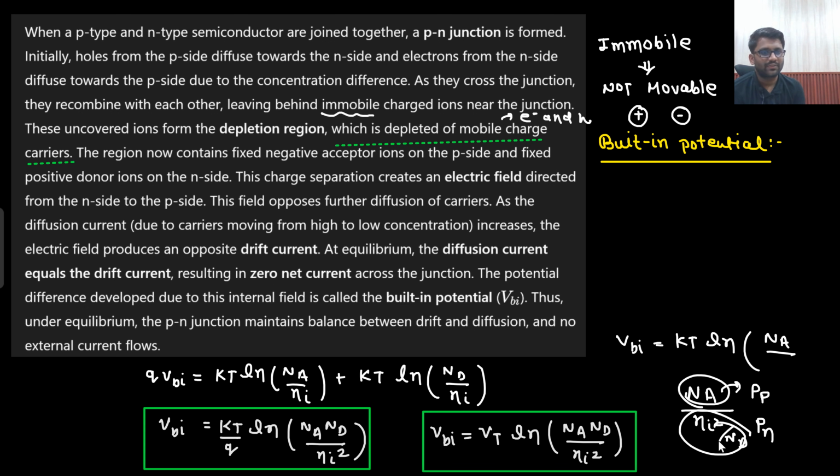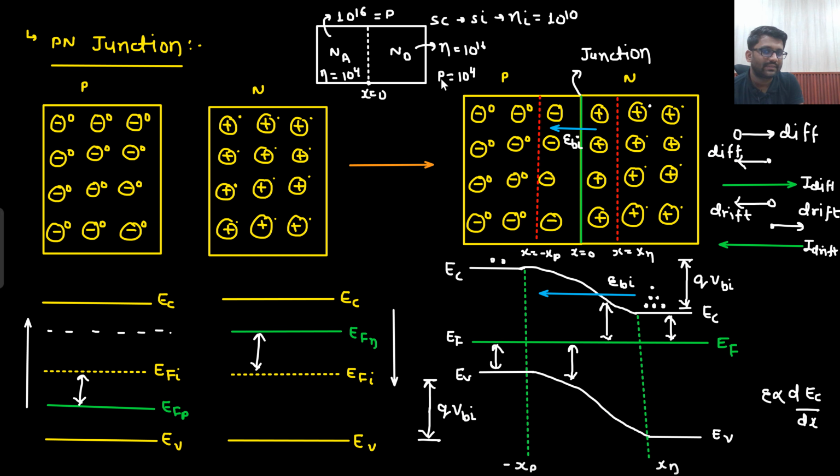The formula is Na Nd upon Ni square. Na looking upward, downward what am I getting? Ni square by Nd. What is Ni square by Nd? It is the hole concentration in N side. This is your electron concentration in N side, this is your hole concentration in P side, and this is your electron concentration in P side. And everything is under equilibrium, because all these things are under equilibrium.